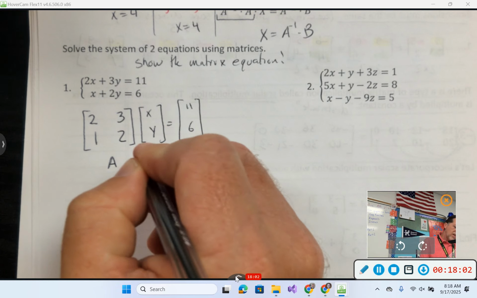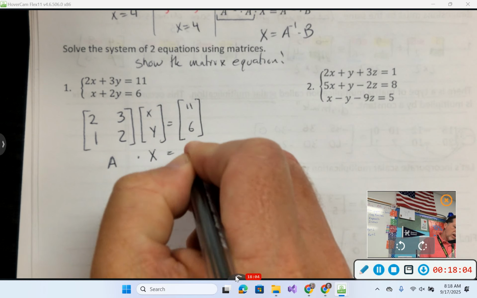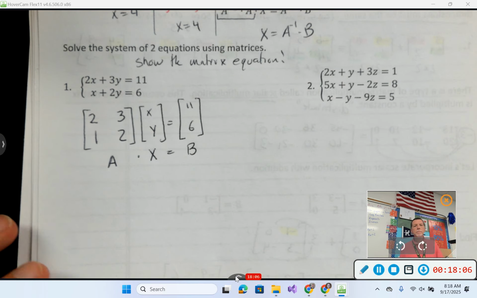Oh, because 2. Wait. Why is it like that? Why are they going down rather than going across? Like, I would think for the x it would be.